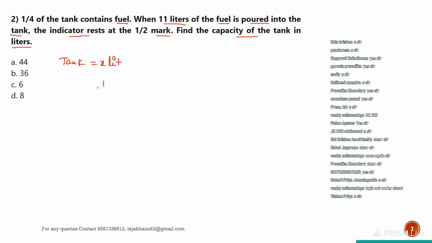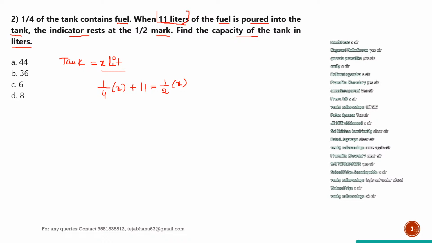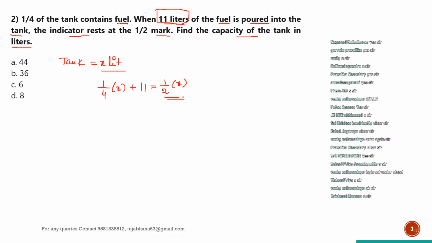See, tank X liters. Now, 1 by 4th of X plus 11 liters indicates the half mark. That is what he told. Half of X. The tank consists of 1 by 4 of X liters. If I pour 11 liters in extra, then the tank is half full. So half of X. Now solve it.